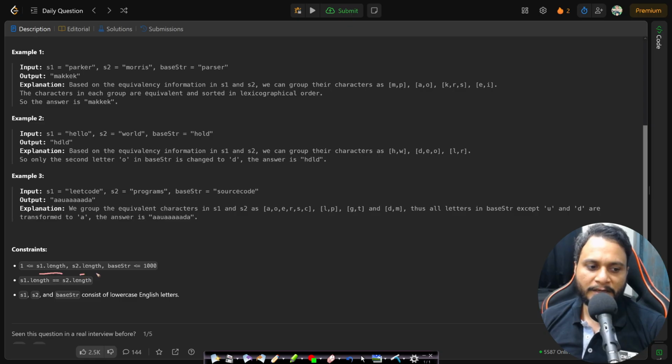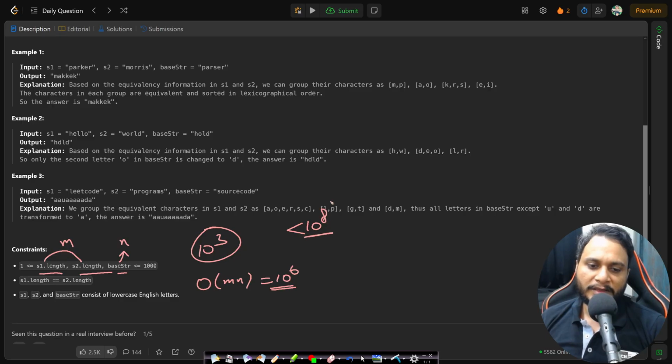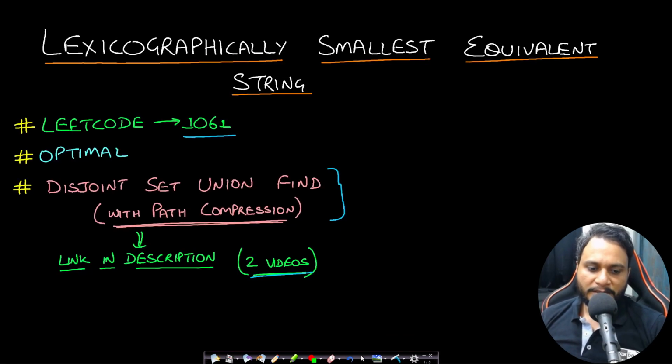In this case, s1.length, s2.length and base str are maximum 10 to the power of 3, where you can say that s1 and s2 are of the same length, which you can assume is length m, but base string can be of another length and you can take it as n, right? So even if you write an mn algorithm, it is going to pass. It will be only 10 to the power of 6. So our goal should be to write an algorithm with less than 10 to the power 8 computations, but we will be looking at the optimal solution anyway. And S1, S2, base str consist only of lowercase English letters. So I think the problem statement is clear.